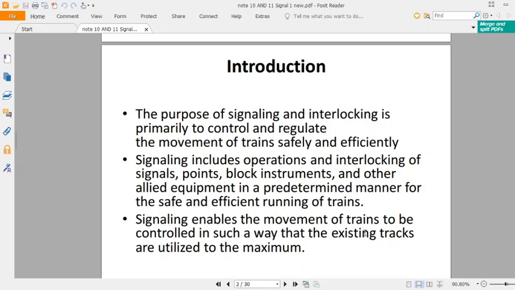Now, the history of signaling goes back to the olden days when two policemen on horseback were sent ahead of the train to ensure that the tracks were clear and to regulate the movement of the trains. In later years, these policemen in uniforms were placed at regular intervals to regulate the movement of the train. Railway signaling in its current form was introduced for the first time in England in 1842.